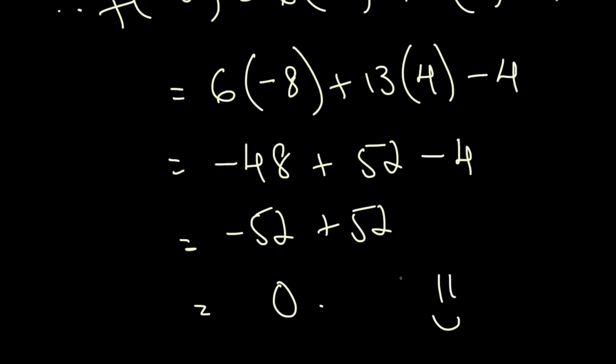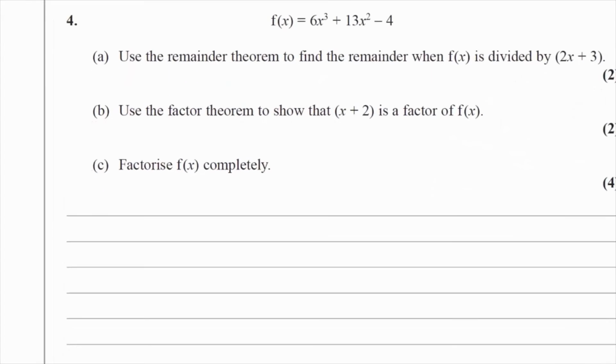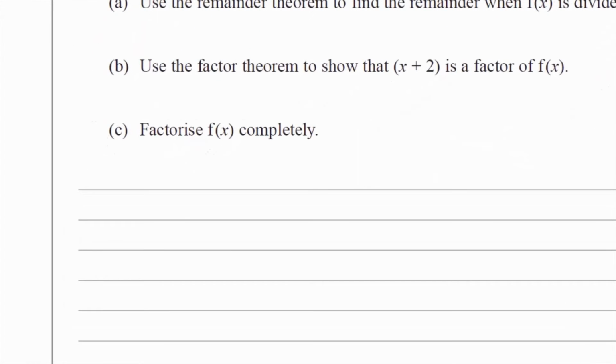And there you have it. That is part B. You've proven that x plus 2 is indeed a factor of f of x. And finally, we come to part C of this question, which says factorize f of x completely.